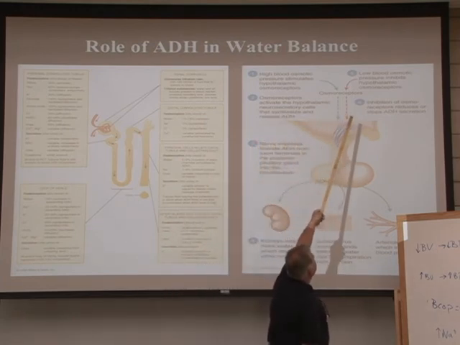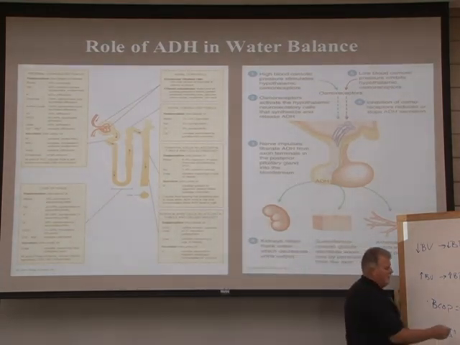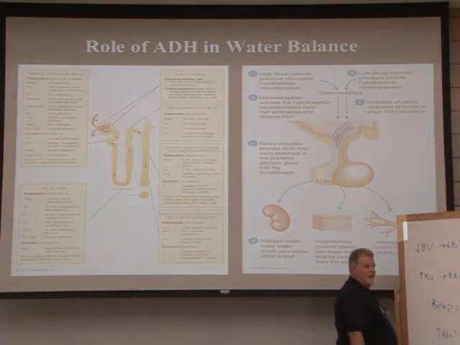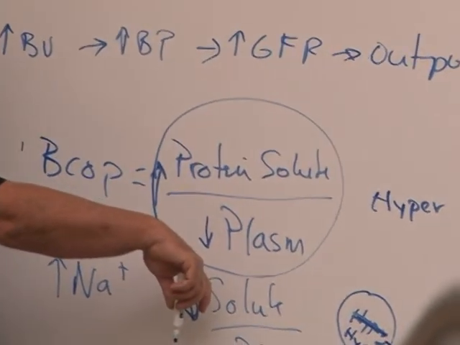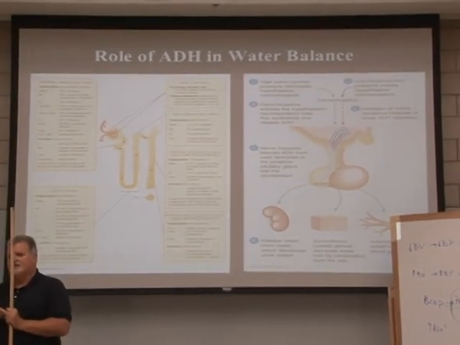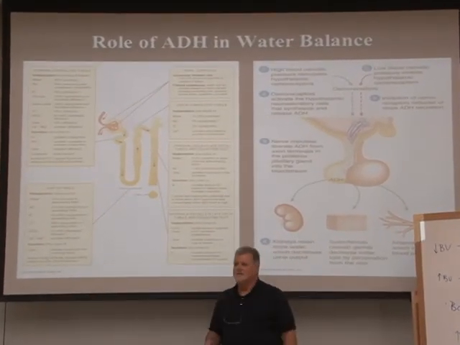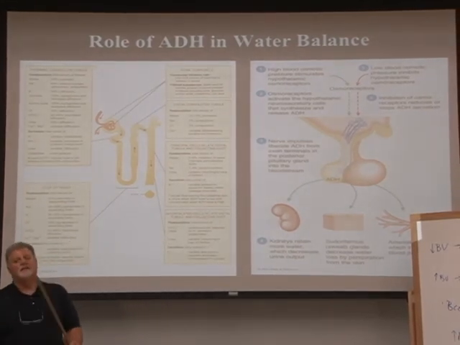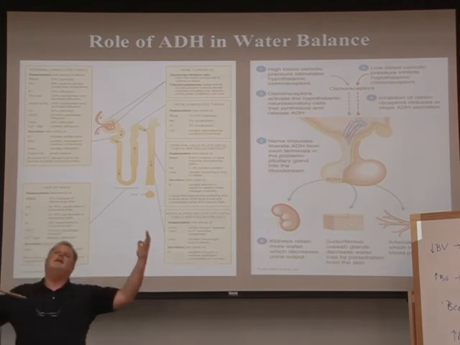Good. So high blood osmotic pressure, low blood osmotic pressure. That's taking that idea of dehydration and making you think about this. If I have high blood osmotic pressure, it's because my solutes are going up and my plasma is going down. So I would have high blood osmotic pressure if I was dehydrated. Plasma going down, dehydrated, right? So if I'm dehydrated, do I want to pee more or pee less? Pee less. So do I want ADH or ANP released? ADH, voila, there it is.